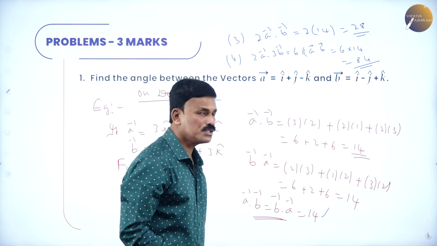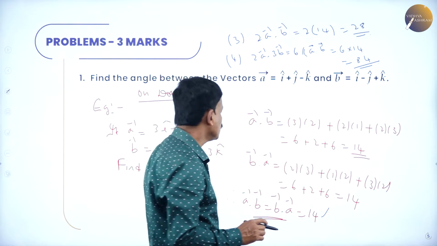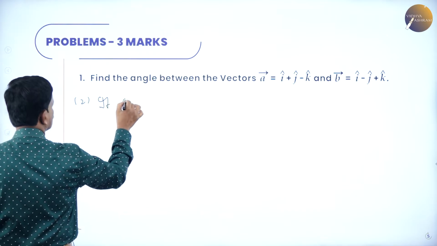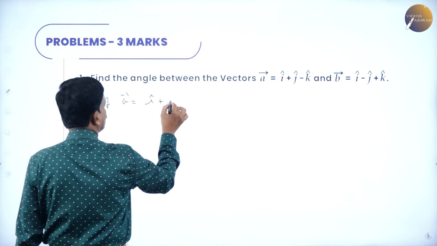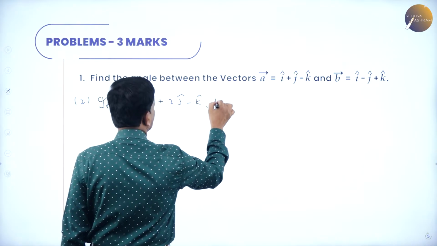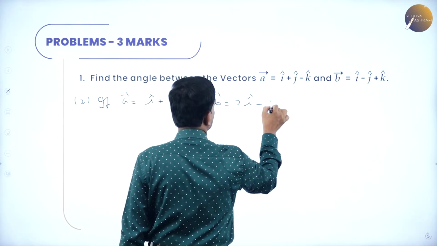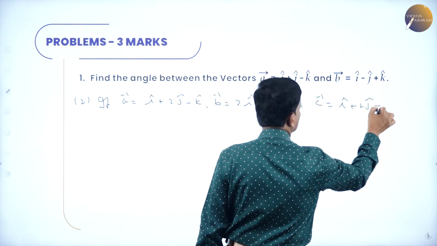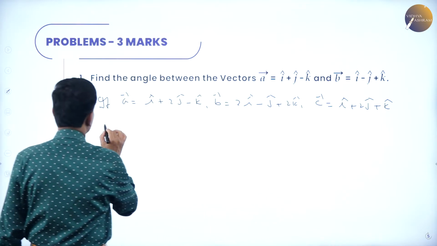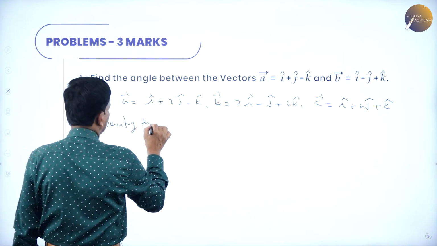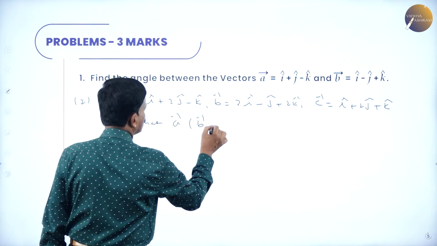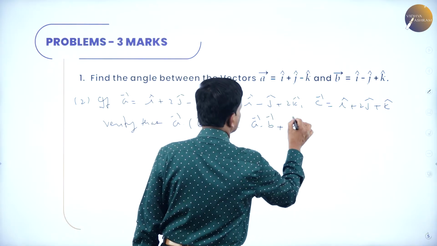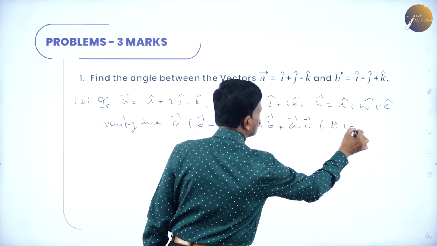Now, suppose you want to verify the distributive property, I can take one more example to verify it. Suppose A is equal to i plus 2j minus k, vector B is equal to 2i minus j plus 2k, and vector C is equal to i plus 2j plus k. Now to verify that A dot (B plus C) is also equal to A dot B plus A dot C. That is the distributive law, the distributive property.